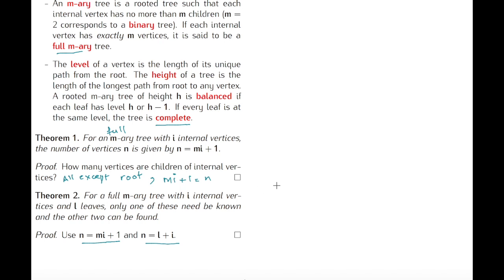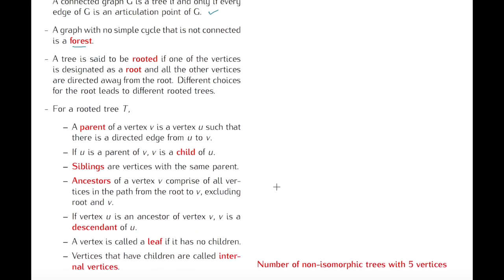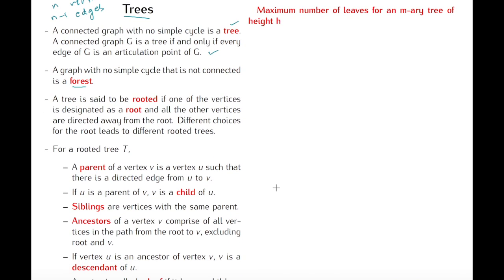Now let's go back to a question here. The maximum number of leaves for an m-ary tree of height h satisfies m to the h. How do we approach this? We use induction on h. What is our base step? The base step is h equal to 1.